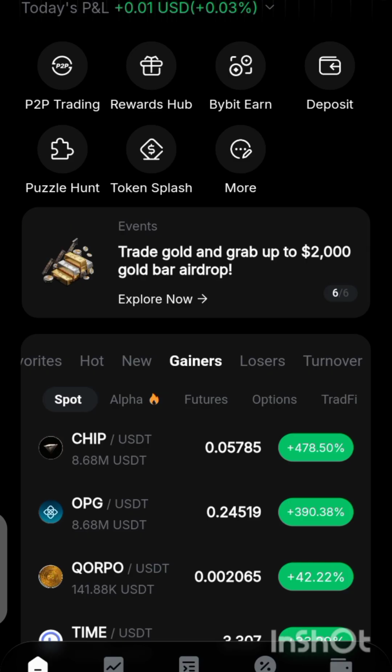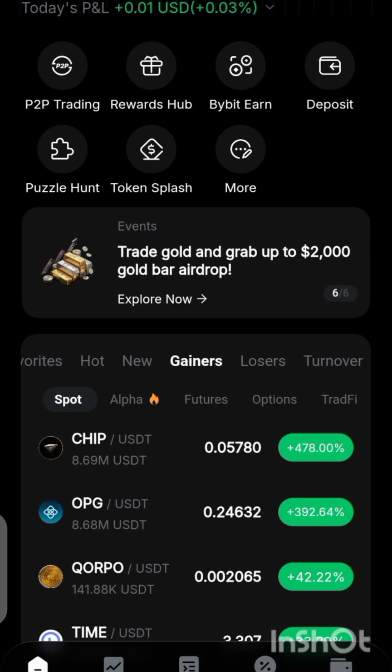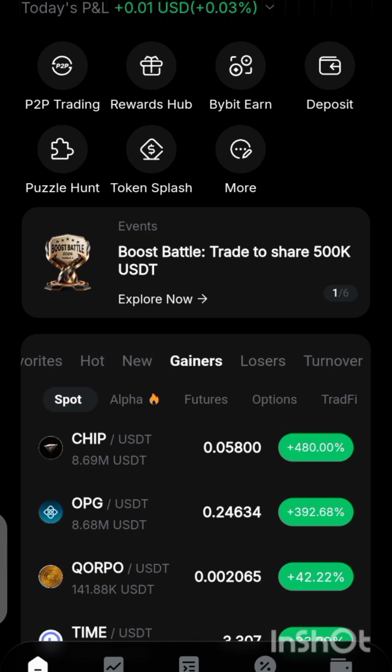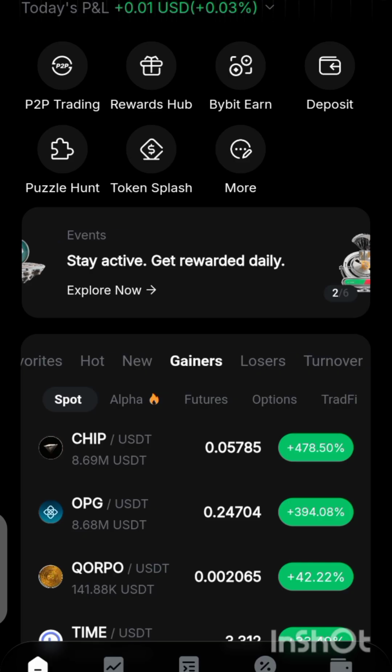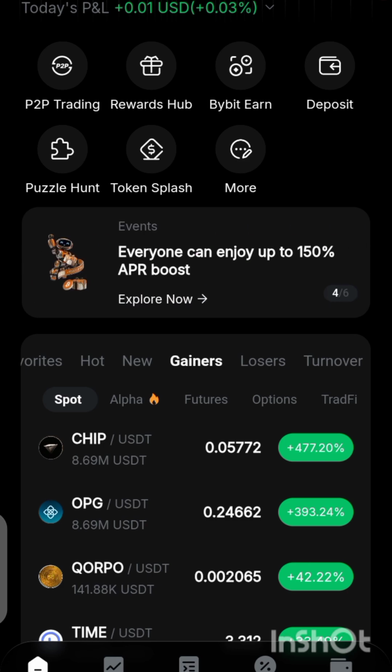So the next thing you're going to need is to come over here. You can see we have top gainers and top losers. Where you're going to be focusing your attention is on this particular spot, the top gainers in the spot area. Because what you are targeting is buying, you are buying the coin to make at least a minimum of 4, 5, 10 USD in one particular trade.